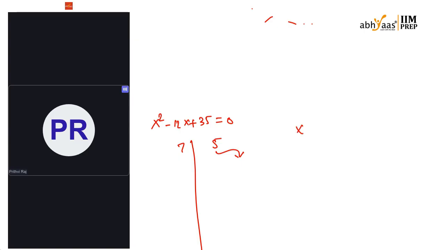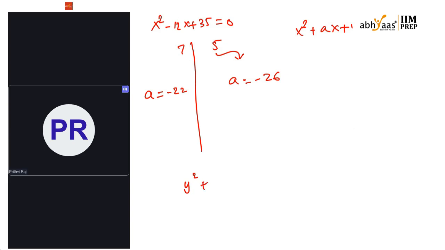So the other equation is x² + ax + 105. If I take 5 as the root, a is −26, and if I take 7 as the root, a equals −22. So my a has to belong to these values, −26 and −22. Now I want to find the minimum value of y² + 4y − 5a.